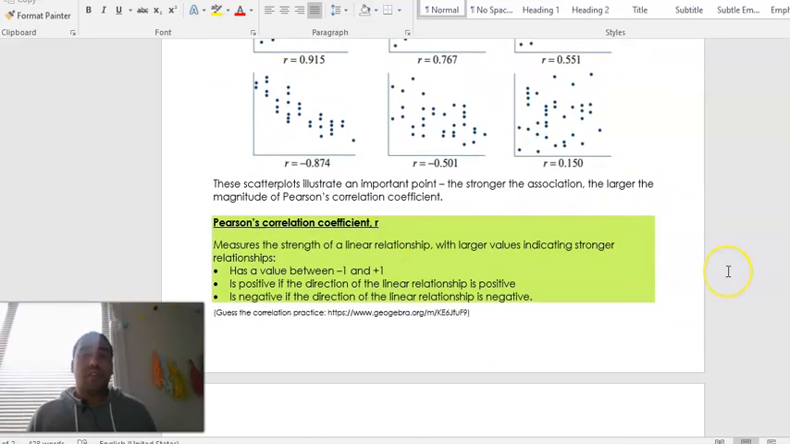So these scatter plots illustrate an important point. The stronger the association, the larger the magnitude of Pearson's correlation coefficient, or in other words, the closer it will be to either 1 or -1. Pearson's correlation coefficient measures the strength of a linear relationship, with larger values indicating stronger relationships. It will always be a value between -1 and +1. If you get a value like 2 or 3, you've put something into your calculator wrong, or you've figured out the incorrect thing. It's positive if the linear relationship goes upward from left to right, and negative if it's going downwards from left to right.